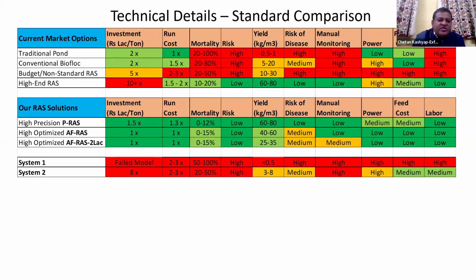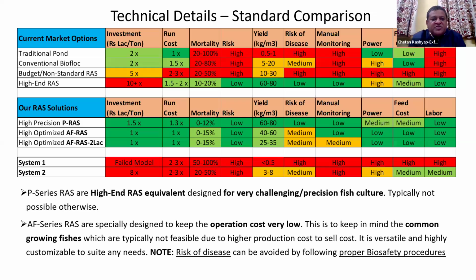This is a very good comparison, which I had spoken about earlier. Here you can see it in a visual format. What I have done is the investment per ton, in case you are doing a traditional pond, conventional biofloc, or a high-end RS. When I say high-end RS, typically these are your imported systems. Imported systems do work, but a lot of the time they become like a white elephant, which is very difficult to maintain, and they are so costly that you never break even.